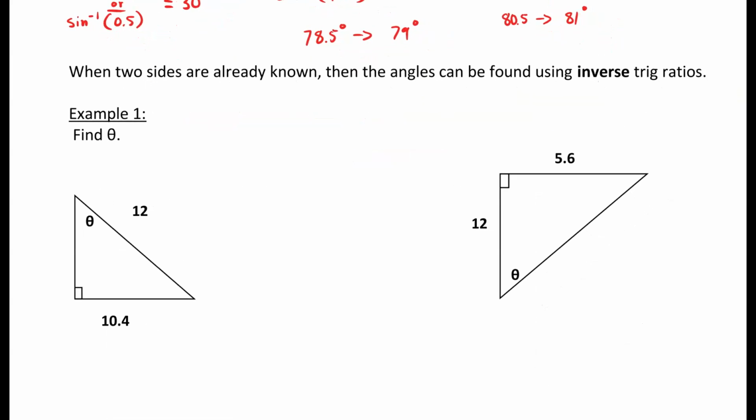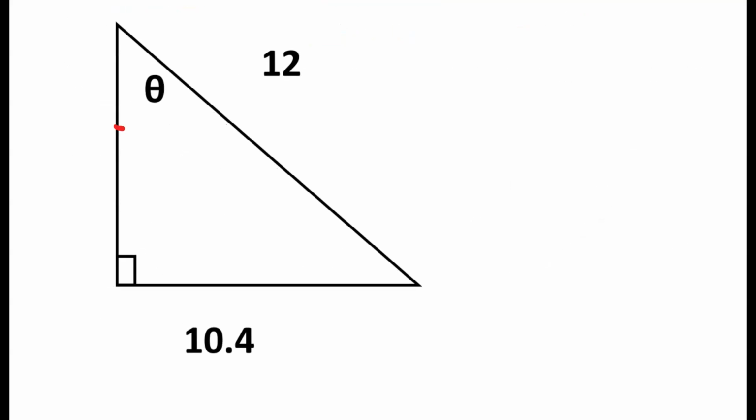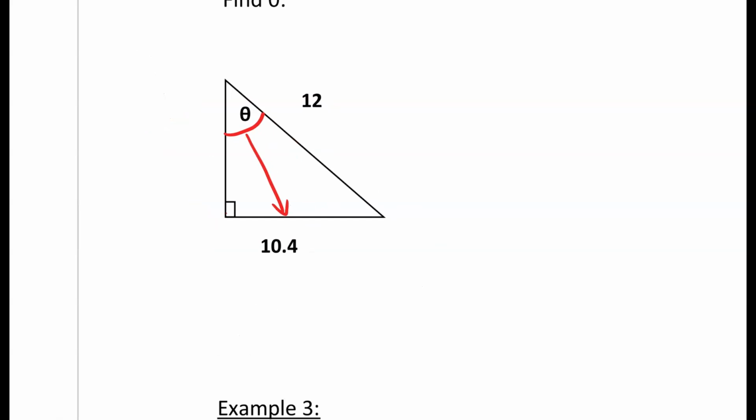Now for the next question, it says, when two sides are already known, then the angle can be found using the inverse trig ratio. So what we were just using above, that inverse, the -1, to calculate for this. Now we have our unknown angle at the top here. We have our 90 degrees in the bottom left, so that means that's our hypotenuse. So our 12 is going to be our hypotenuse, and this 10.4 is going to be our opposite. So we have an opposite and we have a hypotenuse.